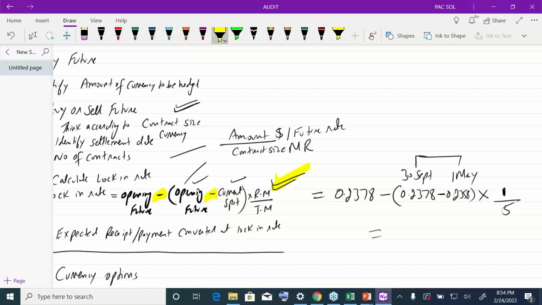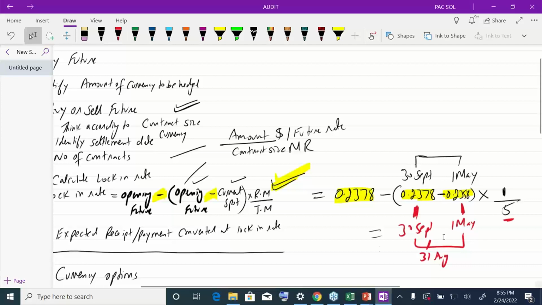Opening future means current future, which you have identified above, minus opening future, you have written that, current spot, it will be given in the question, into remaining months divided by the total months. How will you identify the total months? Write the date of current spot, 1st May. Write the date of future, 30th September. Count the months: that is 5. How many months before you are going to close the contract? 1 month before, because you are going to close on 31st August.